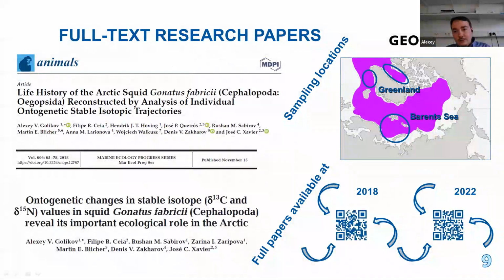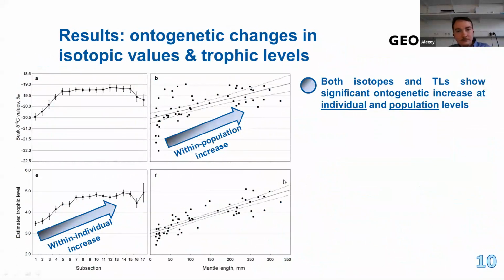All these results were, at first, the samples. The samples are from East and West Greenland and from the Barents Sea for population analysis, and samples for individual analysis all originate from West Greenland. These results are already published, accessible by these links. And now let's have a look at our results.